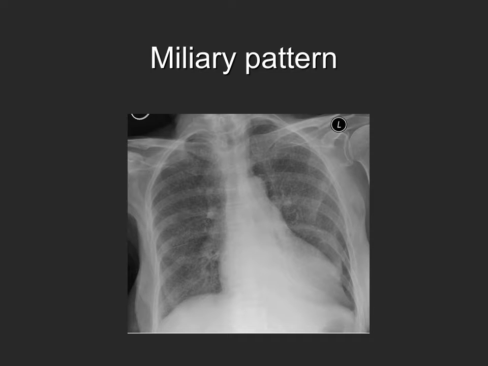This is a chest X-ray of a patient with a miliary pattern of interstitial disease. The miliary pattern refers to innumerable pellet-sized opacities appearing diffusely in both lungs. This pattern is often seen in miliary tuberculosis.